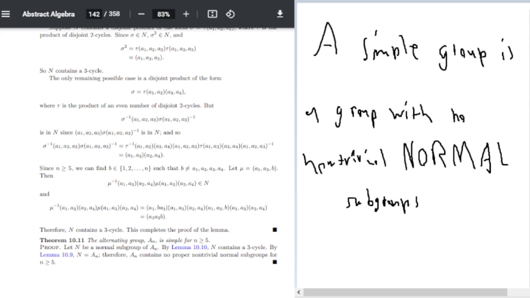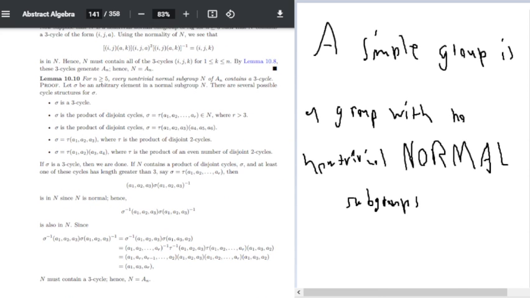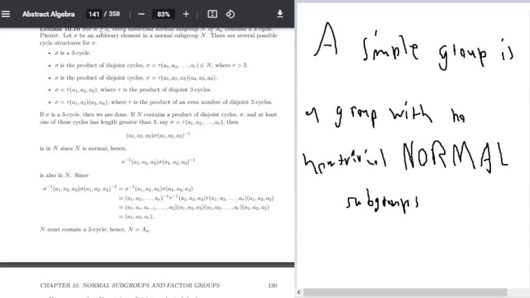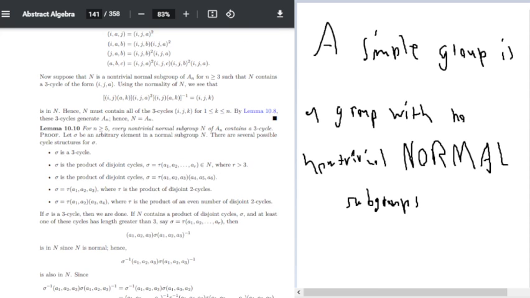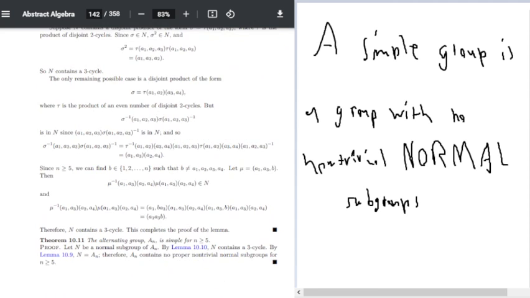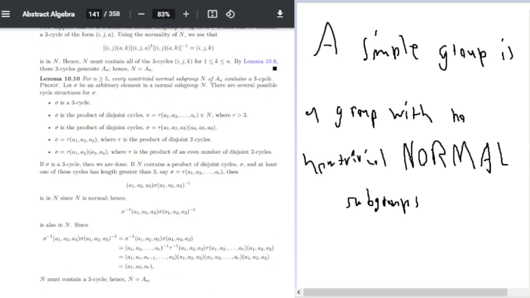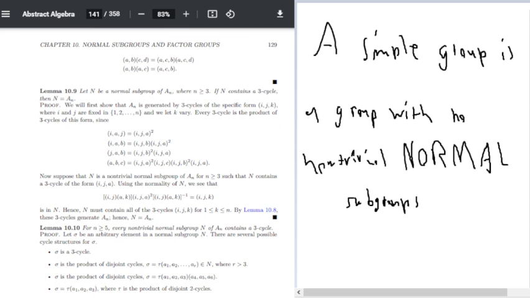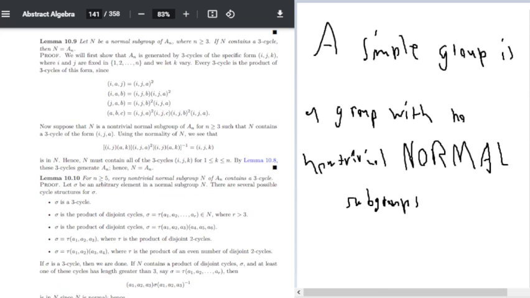Alright. That was a lot. So just taking stock of what we just went through, we saw that there are 5 different cases for what a cycle structure must be. Then we can reduce all these to 3 cycles, functionally. It takes a lot of work, but we can ultimately reduce them to containing 3 cycles. And then, by this previous lemma, if it contains a 3 cycle, then we know that N is going to be equal to the whole group. So if it's a normal subgroup, it's going to be a trivial normal subgroup.